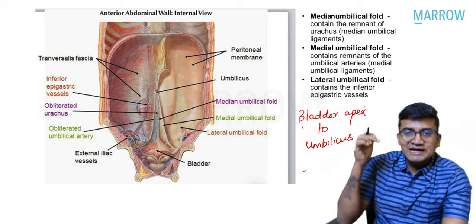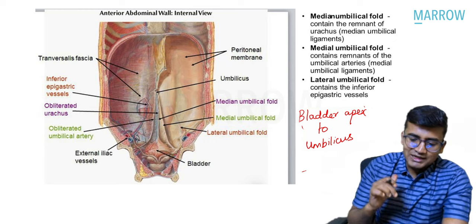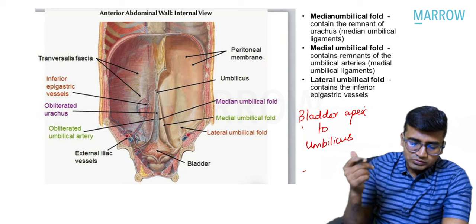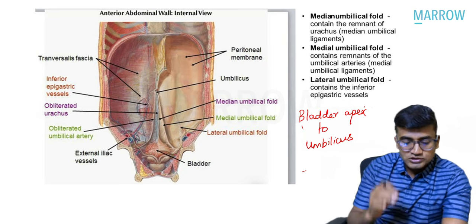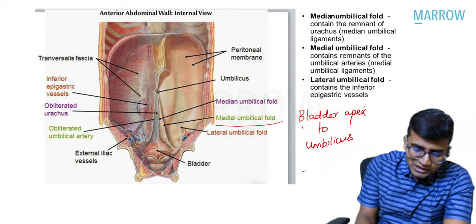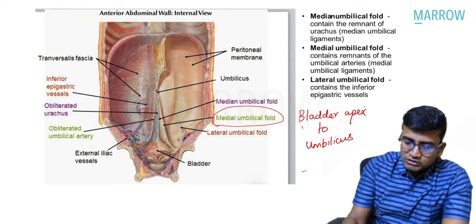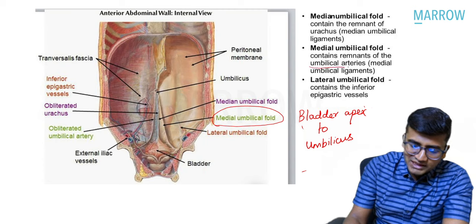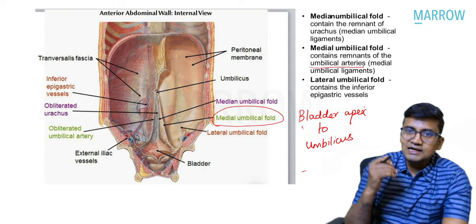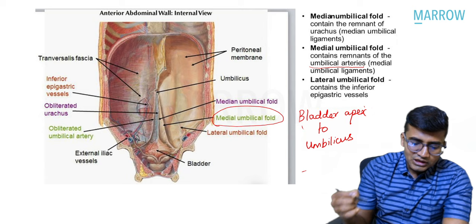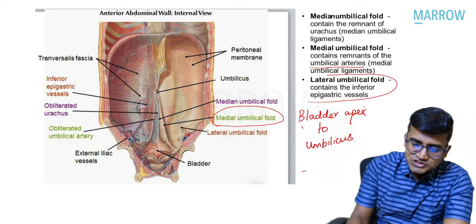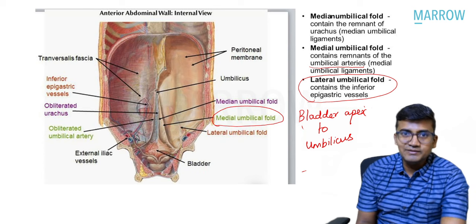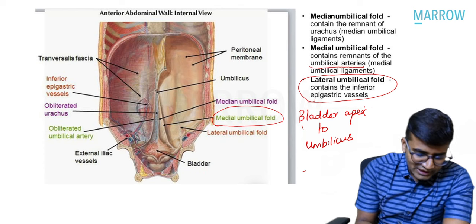So the median umbilical fold contains the remnant of the urachus, which is extending from the apex of the bladder to the umbilicus. We also have the medial umbilical fold, the remnants of the umbilical arteries. And the lateral umbilical fold is a peritoneal fold covering the inferior epigastric vessels. Right. Now, next one.